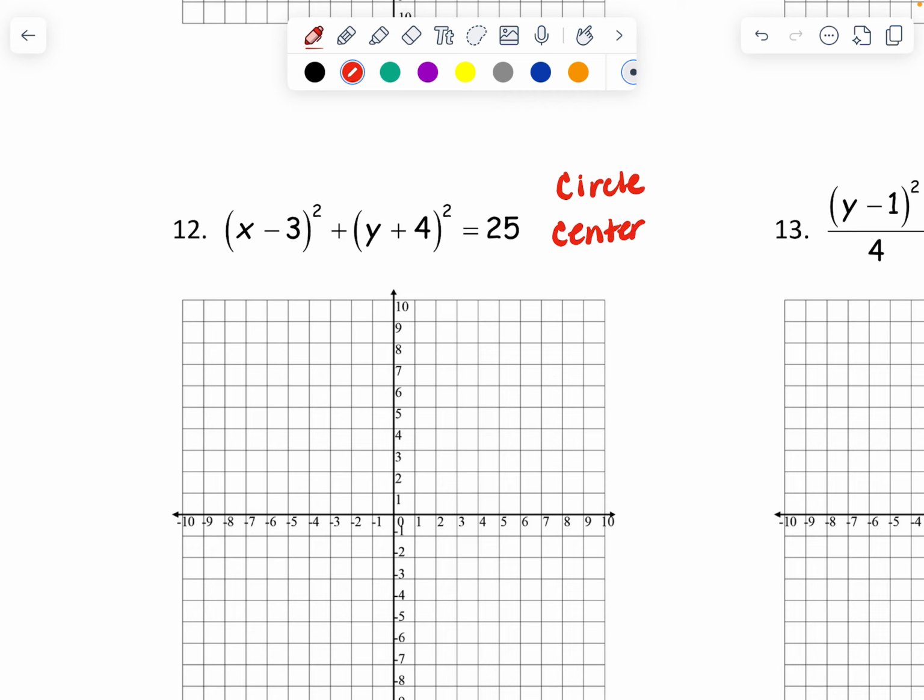So the center of this circle is (h, k), which is at (3, -4). So I'm going to go over 3 and down 4. There's my center. And then the radius, remember the radius squared is 25. So that means the radius is just the square root of that, which is 5.